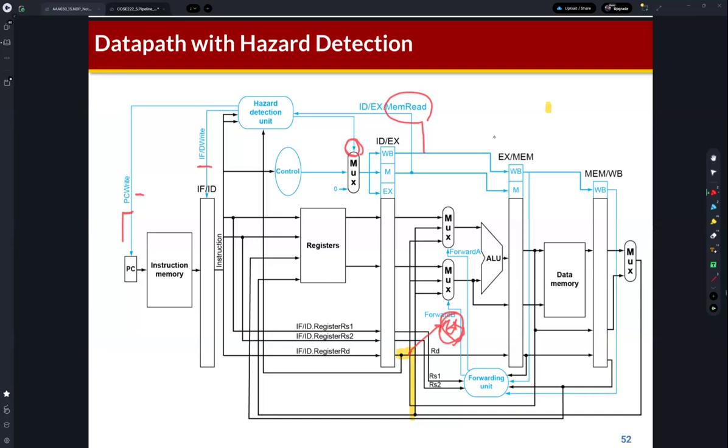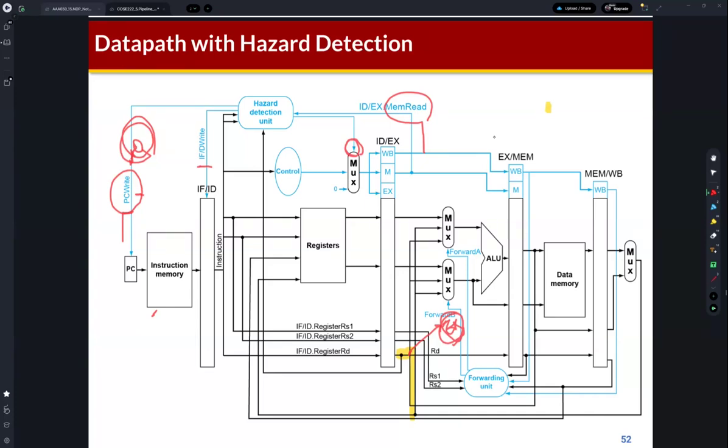So the PC write signal means that if PC write is 1, then the PC is updated. If the load-use data hazard is detected, then PC write becomes 0, so the PC is not updated. The program counter is not updated. By doing this, the instruction in the instruction fetch stage will stay in the instruction fetch stage, right?